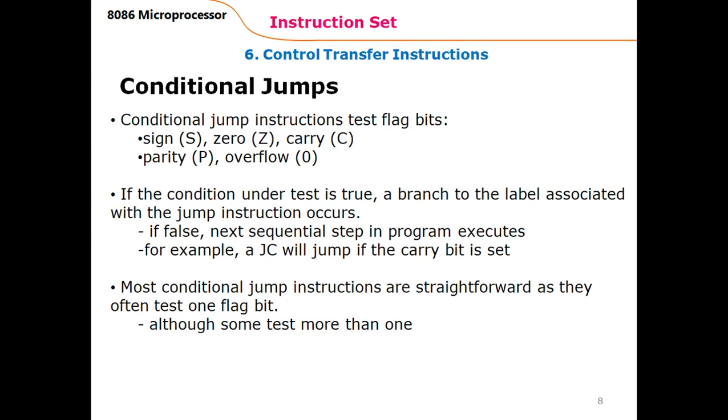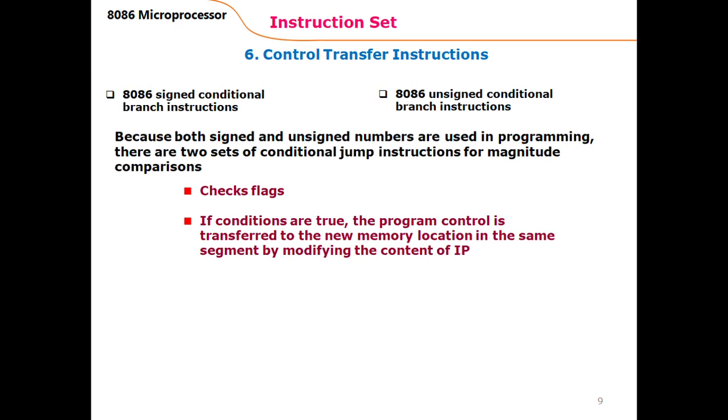For example, jump with carry, JC, is a conditional jump instruction, and when this instruction is executed, the jump will happen if the carry bit is set, otherwise the jump will not happen. Most conditional jump instructions are straightforward, as they often test 1 flag bit, just like jump carry. Although some test more than 1 flag bit, we will see some examples shortly.